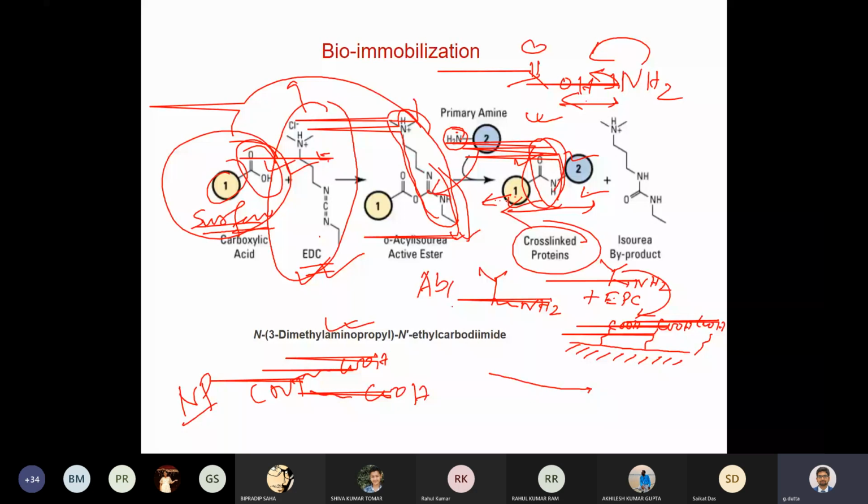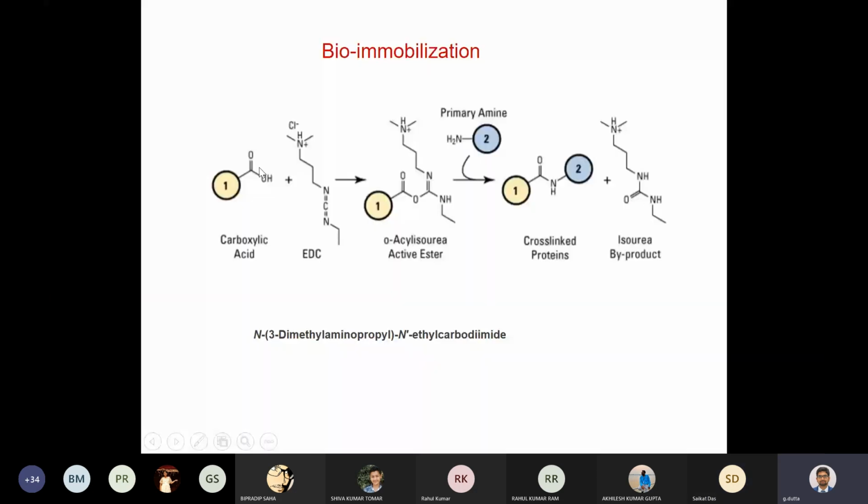Okay, let's remove everything. Discard it. See, here I mentioned this carboxylic group on 1. So it can be on a sensor surface. It can be on some other biological molecule. It can be on a nanoparticle, anywhere. Then on that surface you can bind this primary amine group that comes from the antibody. You just come back here.